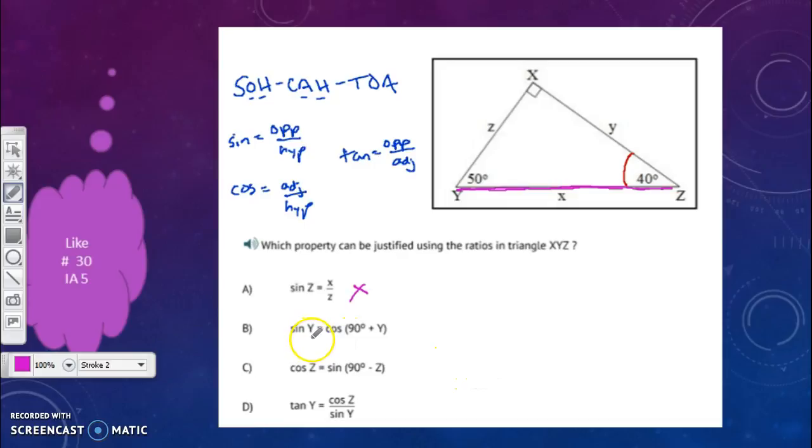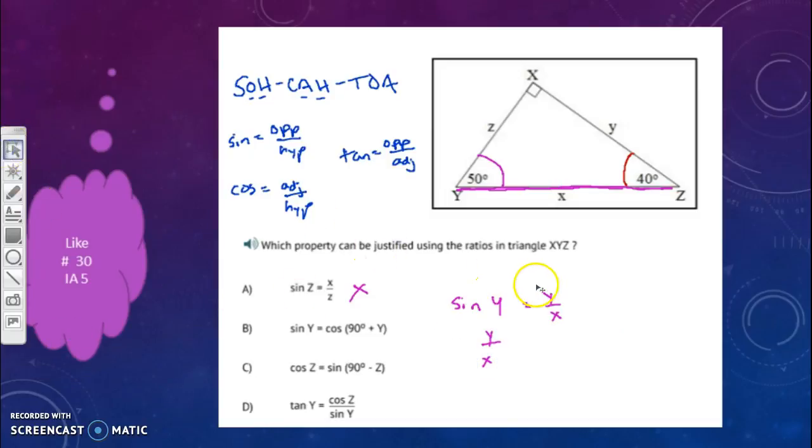All right, the sine of y, so now we're looking at y over here. The sine of y is really opposite over the hypotenuse, so that would be y over x. All right, well, let me put it down here, y over x. All right, so let me go erase this right here.